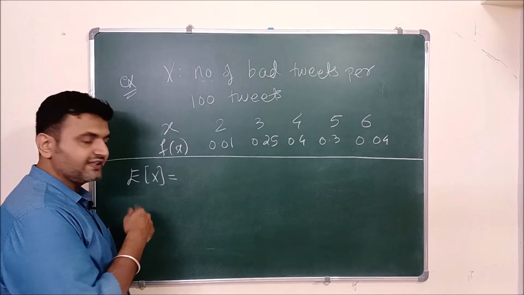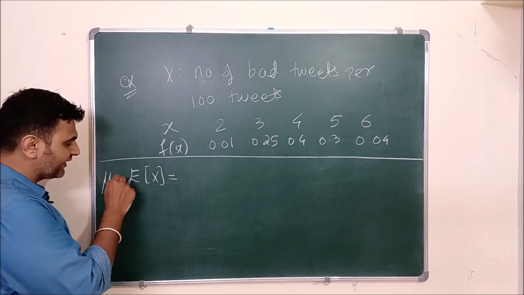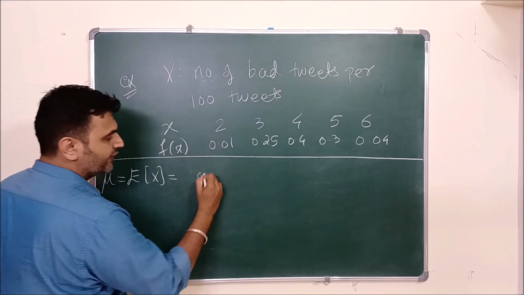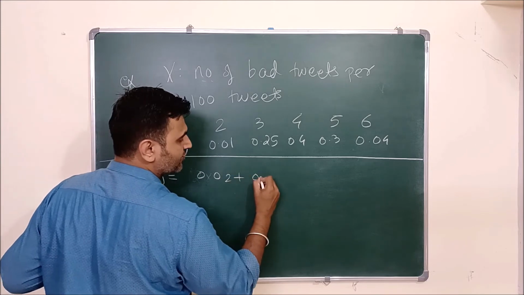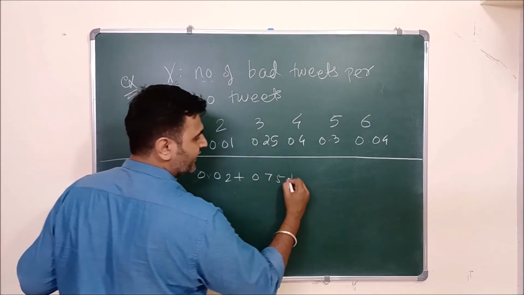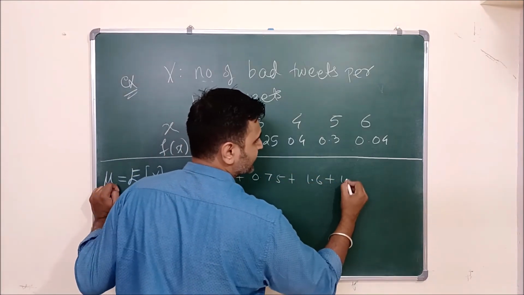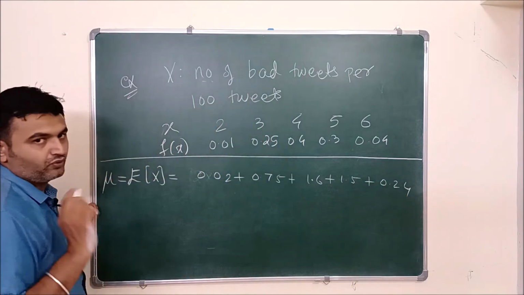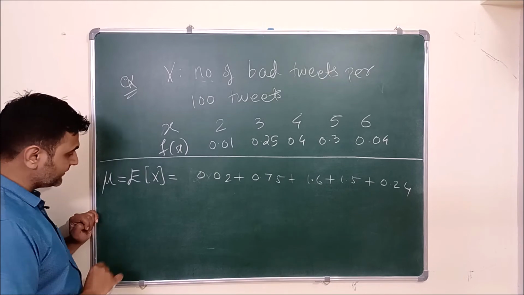So first thing is you need to find the expected value of the random variable, which is summation x into f of x. So 2 into 0.01 plus 3 into 0.25 plus 1.6 plus 1.5 plus 0.24. You sum it up, you get the answer. I am not going to do that calculation.